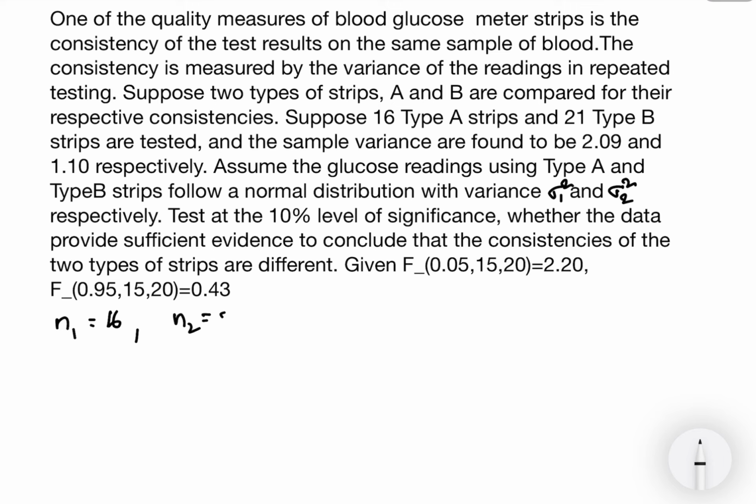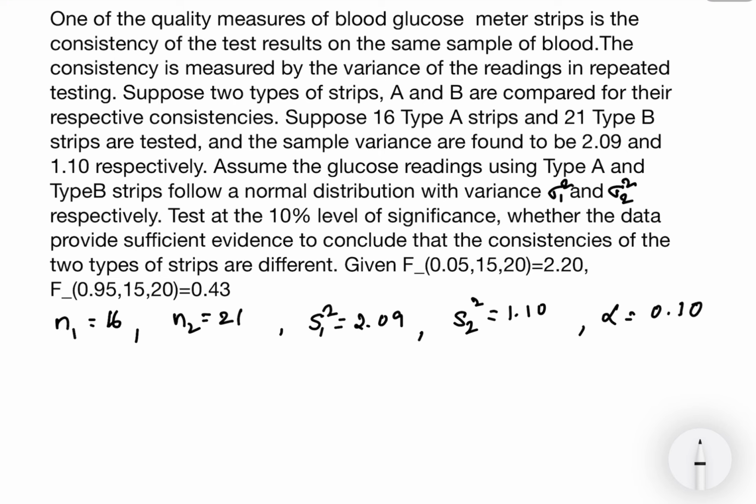N2 is equal to 21, are tested and the sample variances are found to be 2.09, that is S1 square equals 2.09, and 1.10 respectively. S2 square is equal to 1.10. Assume the glucose readings using type A and type B strips follow a normal distribution with variance sigma 1 square and sigma 2 square respectively. Test at 10% level of significance. So alpha is equal to 10% or 0.10.